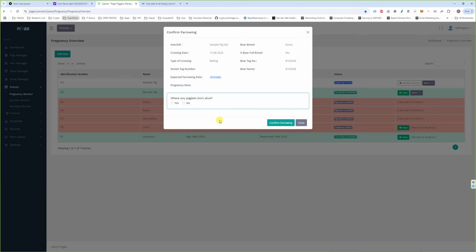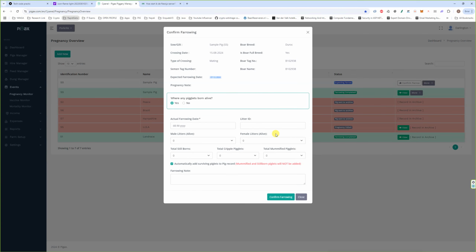So this is the point where we're looking at now. This is the farrowing registration form. It's now asking, were any piglets born alive? Let's just say, for the purpose of this experiment, we have 5 piglets. So you're going to click on yes.